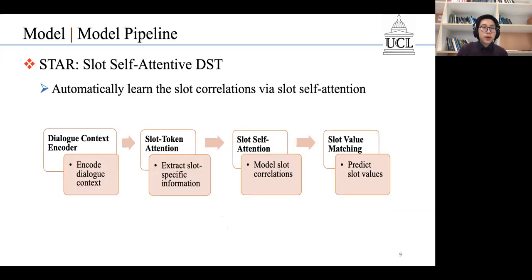accurately. For this purpose, we propose a new model called STAR, which is short for Slot Self-Attentive Dialogue State Tracking. STAR aims at automatically learning the slot correlations via slot self-attention. It has four modules. The first one is the dialogue context encoder, which encodes the dialogue context into contextualized vector representations. The second one is slot token attention, which extracts slot-specific information for each slot. The third one is slot self-attention, which learns the correlations among slots. The last one is slot value matching, which tries to predict the value of each slot.